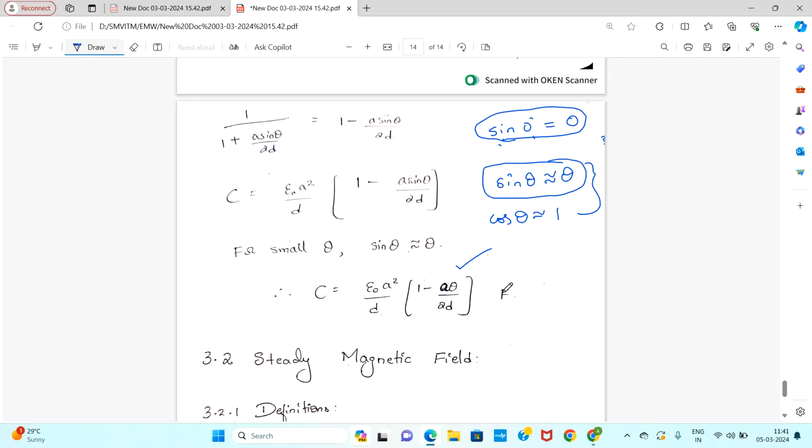With this we have completed all the types of problems under Laplace and Poisson's equation, and this completes your module 3 first half.